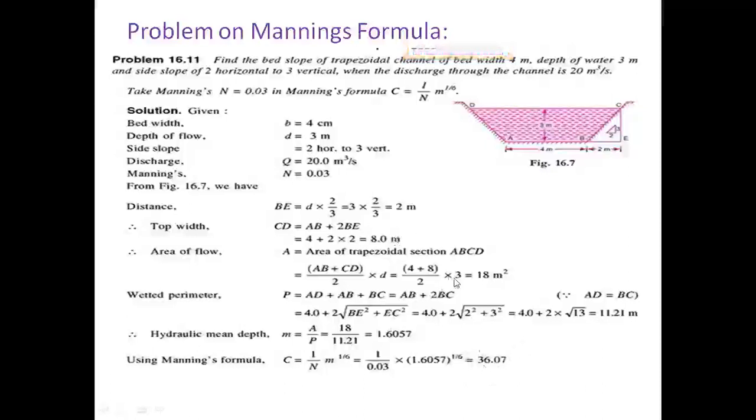Substitute the values in Q equals AC root mi. Q equals 2, A equals 18, C is the value 36.07, m equals the hydraulic mean depth value 1.6057, root i. Based on that, we take the root i value to one side and the remaining values as a fraction. From that, we get the i value.